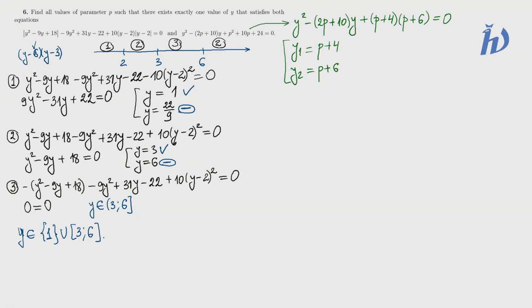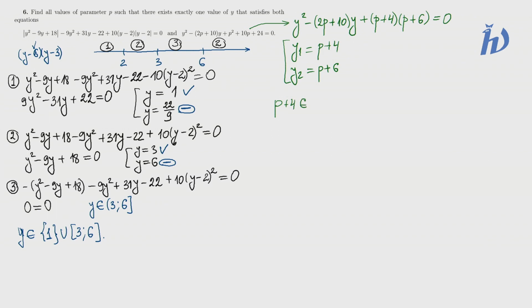And now I guess it has become clear how we can find the values of p we need. In fact, we need that exactly one of these roots belongs to the set of the solutions of the first equation. So either p plus 4 belongs to this set and p plus 6 does not, or vice versa. Let's see when does p plus 4 belong to this set? I guess we can do it this way.